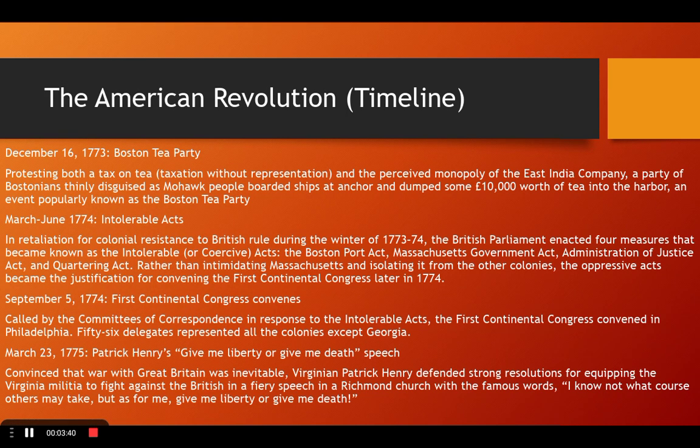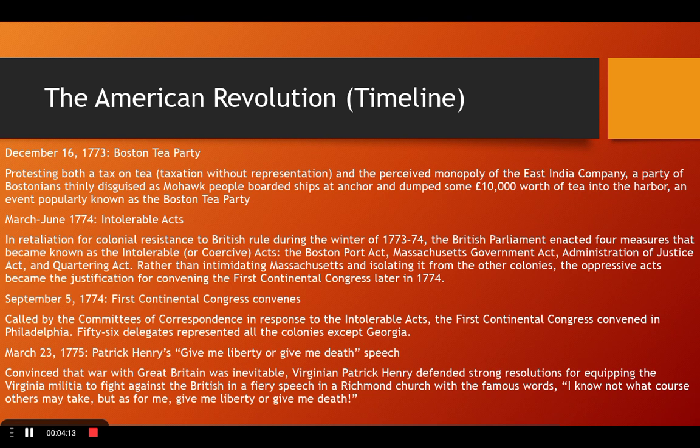December 16, 1773, Boston Tea Party. Protesting both a tax on tea, taxation without representation, and the perceived monopoly of the East India Company, a party of Bostonians thinly disguised as Mohawk people boarded ships at anchor and dumped some of 10,000 pounds worth of tea into the harbor, an event popularly known as the Boston Tea Party.